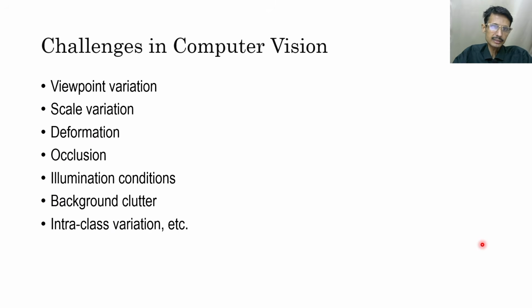The major challenges in computer vision include viewpoint variation, scale variation, deformation, occlusion, illumination conditions, that means change of illumination conditions, background clutter, intra-class variation, etc. So these are the common challenges or complex scenarios where vision tasks become complicated.